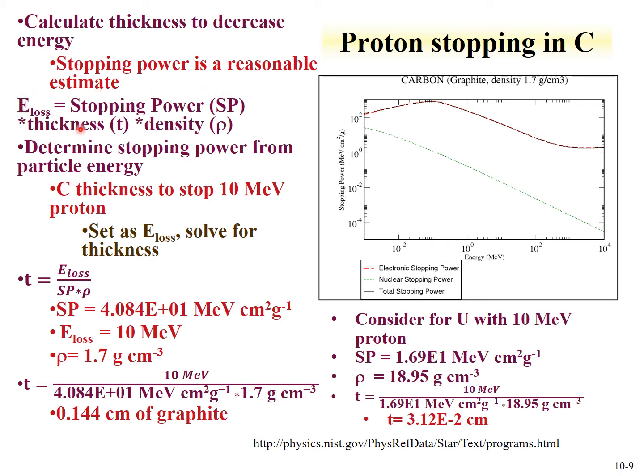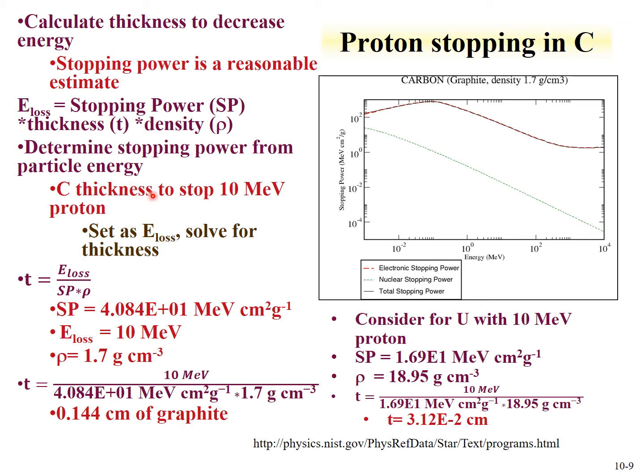So the stopping power is a reasonable estimate. And these equations that we're going to use are good for estimates. More detailed equations can be used to get in-depth calculations on how much material is needed. They do this a lot with medical physics in terms of shielding, or they'll use it in nuclear power plants. So we'll look at the energy loss, which is just the stopping power times the thickness times the density. So we need to determine the stopping power from the particle energy.